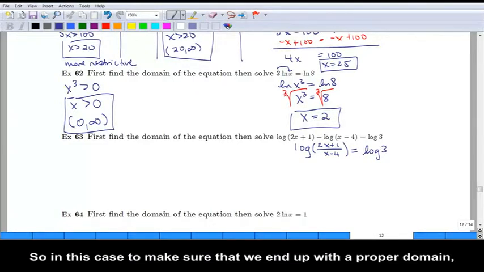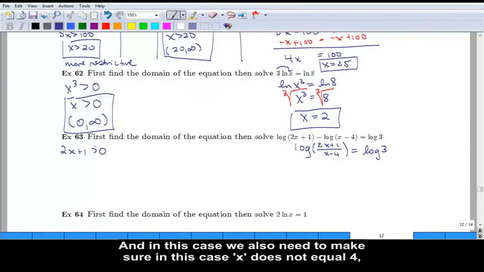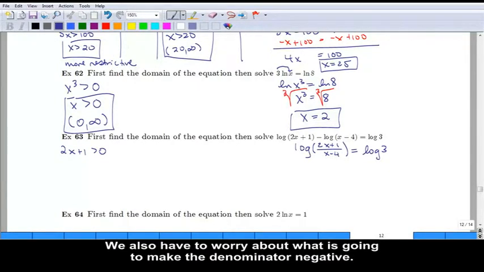So in this case, to make sure that we end up with a proper domain, we are going to look at when 2x plus 1 is greater than 0. And we also need to make sure that x does not equal 4, because that would make the denominator 0. We also have to worry about what is going to make the denominator negative.